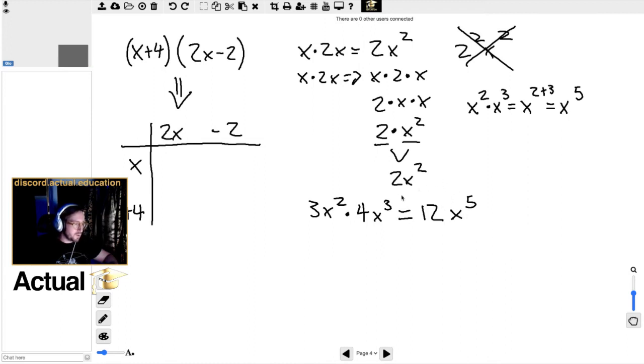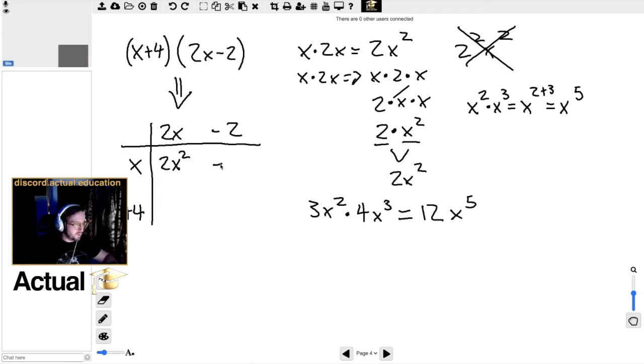Let's go back to here. 2x and x multiplied by each other, what's that? 2x squared. Good. Then let's do another part of the square. x and negative 2 multiplied by each other, what's that? Negative 2x. Because there's no x here to turn it into x squared, it's just negative 2x.